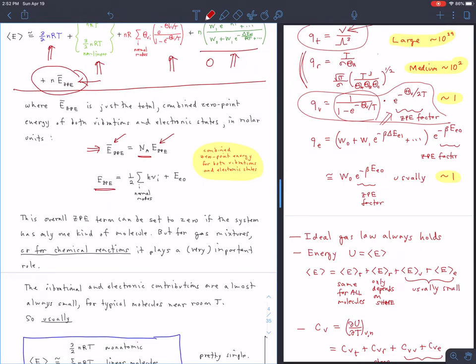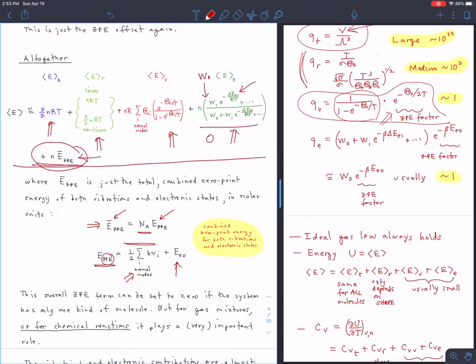And that ZPE here means the total zero-point energy from both vibrations and electronic states. So here's what it is. It's 1/2 h nu for all the normal modes in the molecule. Again, if it's an atom, there are no normal modes. If it's a diatomic, there's only one normal mode. If it's a polyatomic, then there are many normal modes in general, plus the zero-point energy for the ground state electronic manifold.